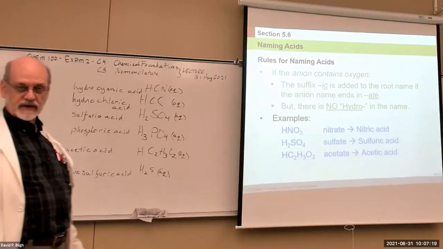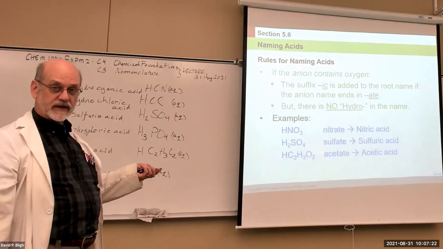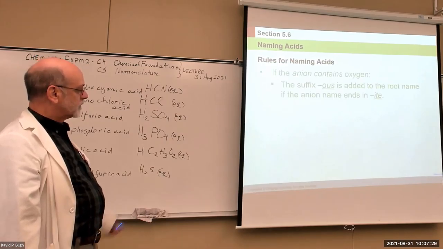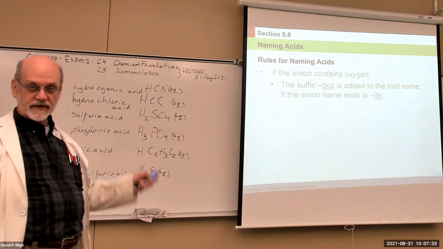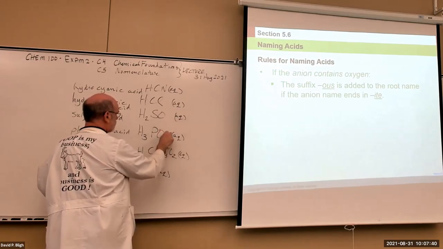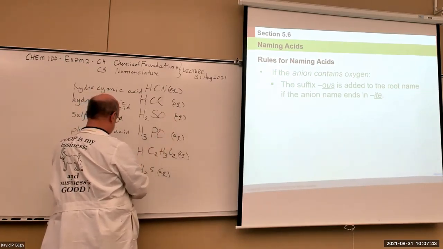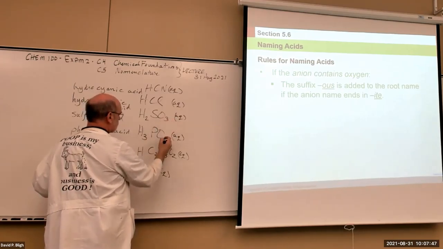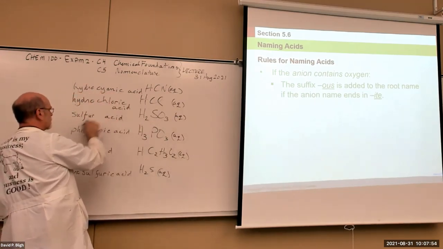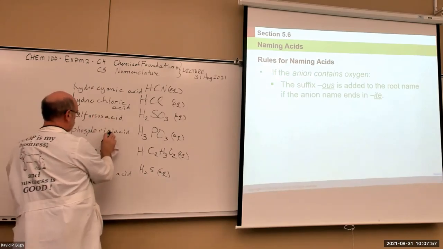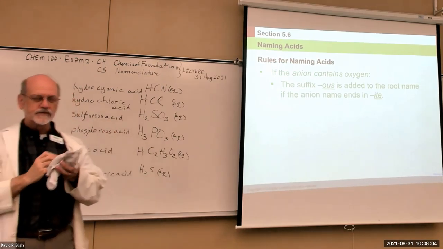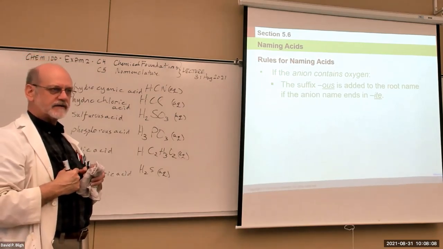Like NO2 minus would be nitrite, or SO3 would be sulfite. So if it ends in ite, it becomes ous for the acid. So let's change this one and this one to 3 and 3. So this is sulfite. That means it's sulfurous. And this one is phosphite. It becomes phosphorous. So ates become ics and ites become ouses.